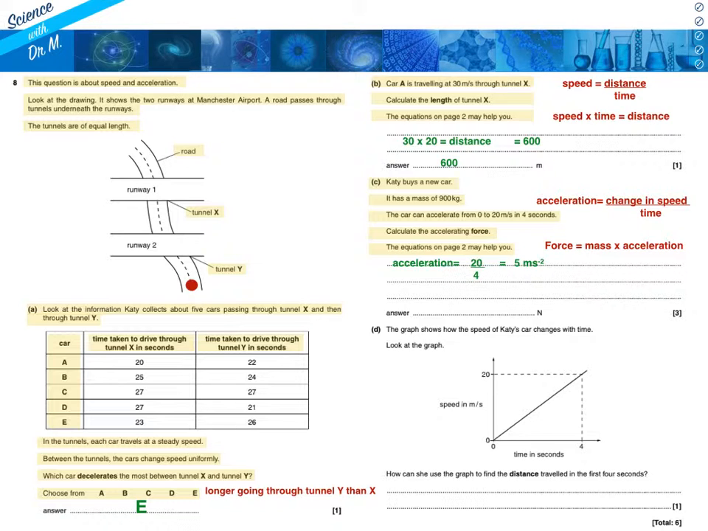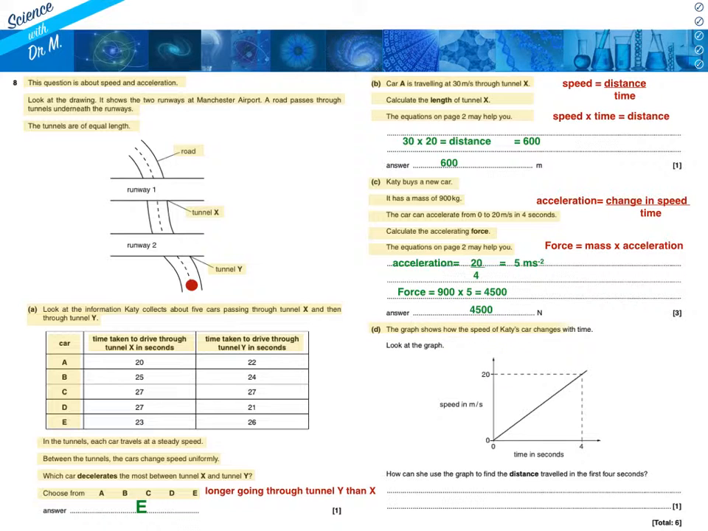Now it's asked us for the force, and we're going to use Newton's second law, and it's already listed there. Force equals mass times acceleration, that's Newton's second law. So let's put our numbers in. Force equals mass, that's the mass of the car at 900, and acceleration, we previously calculated that to be 5, so our answer is 4,500 newtons.